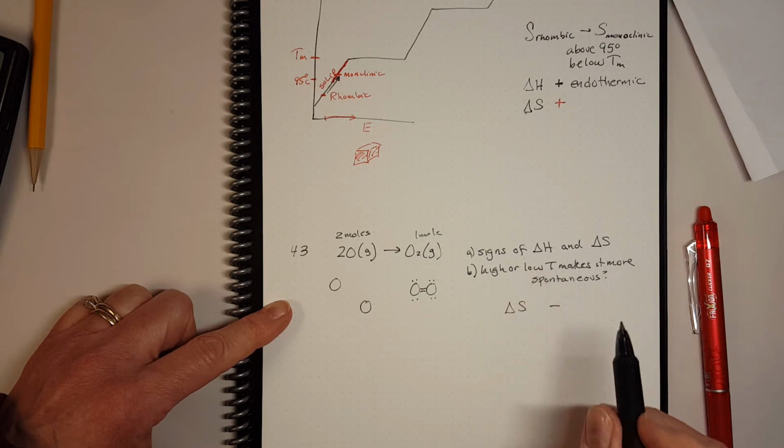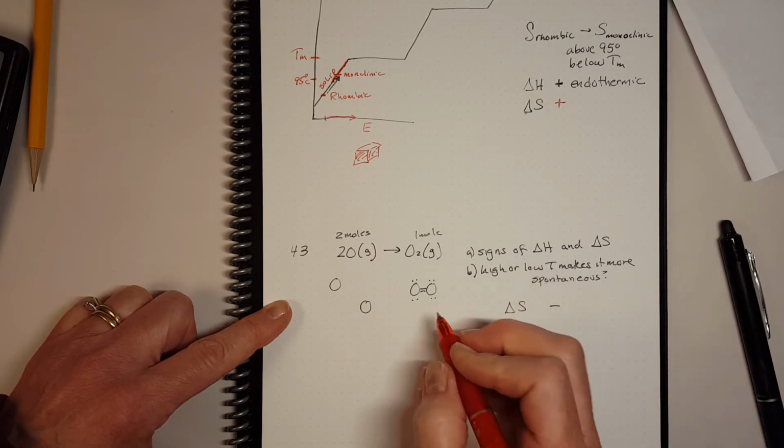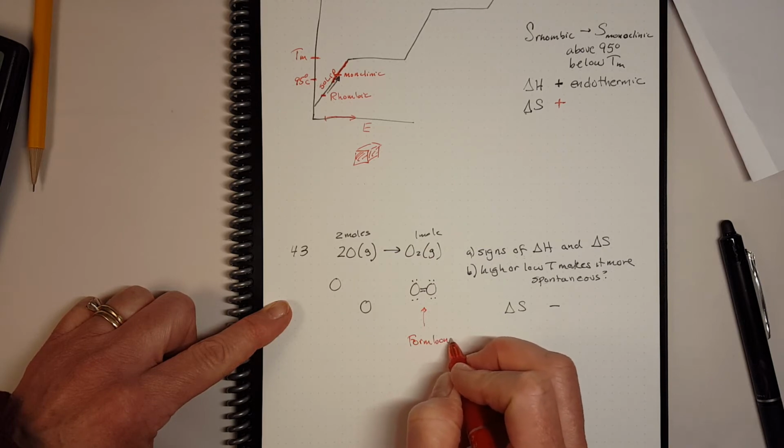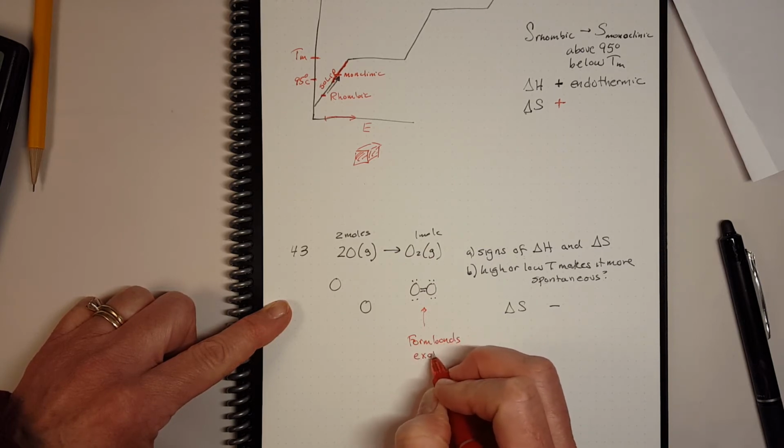Now, in terms of delta H, remember, this is a very important concept. Forming bonds is exothermic.